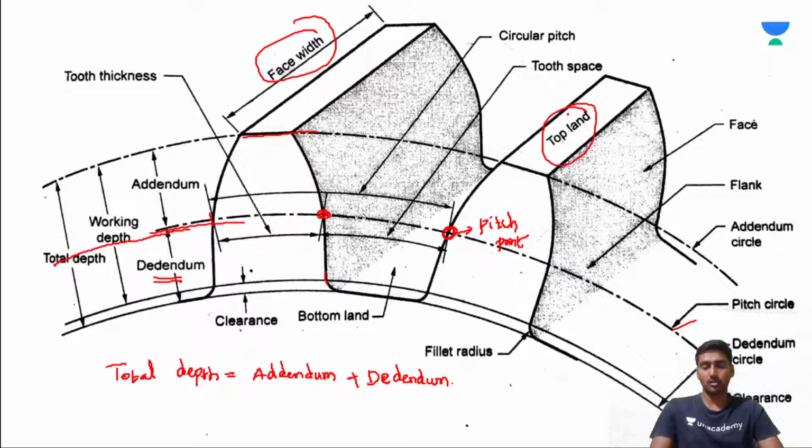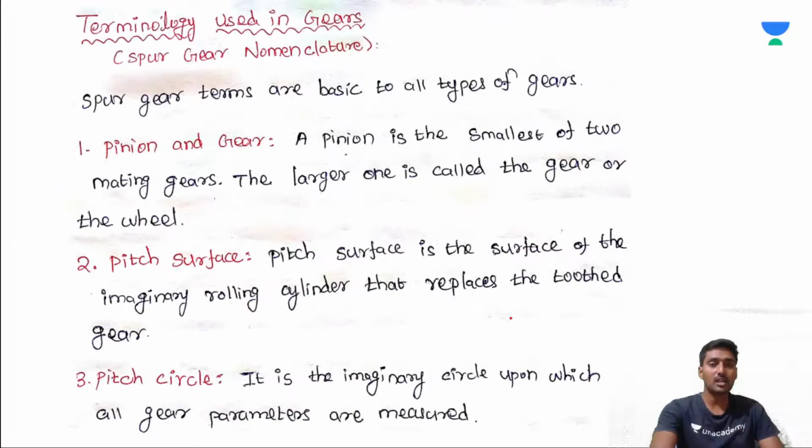The top portion of the tooth is called the top land. The working surface above the pitch circle is called the face, and the working surface below the pitch circle is called the flank. The curved portion is called the fillet. These are the graphical representation of the terminologies used in gears.